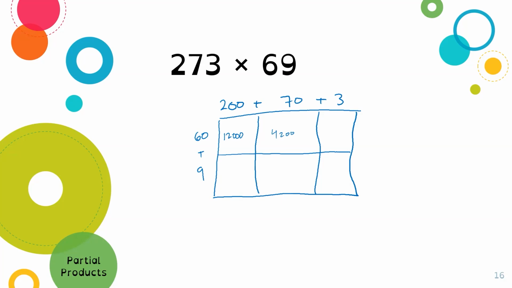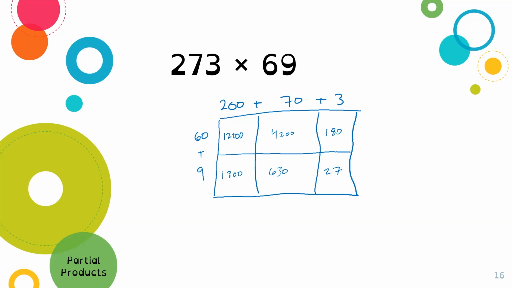60 times 3 is going to be 180. Then I go 20 times 9. 2 times 9 is 18. So sorry, not 20, 200 times 9. So 200 times 9 is going to be 1,800. 70 times 9, 7 times 9 is 63. So 70 times 9 is going to be 630. 3 times 9 is 27. So now I've made sure that every single part got multiplied by every single part.